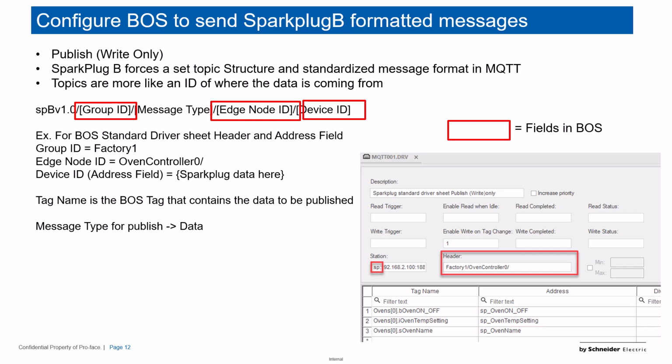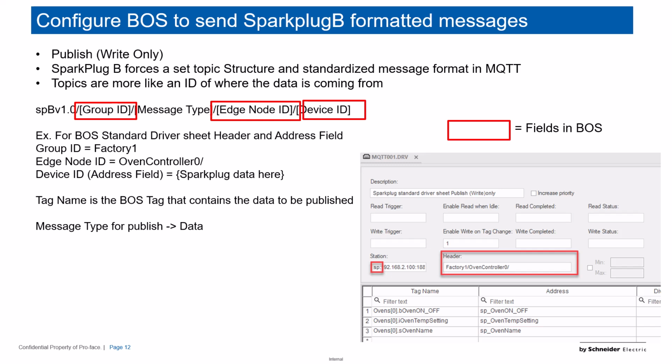If you look at the topic structure in Sparkplug, you can see that it has a specific format, and highlighted here in red are the fields that we need to take care of in Blue Open Studio. We've got the Sparkplug version 1 there, which is appended by the driver automatically. Then we have a group ID, and in my mind, the group ID could be where this data is coming from, which factory.